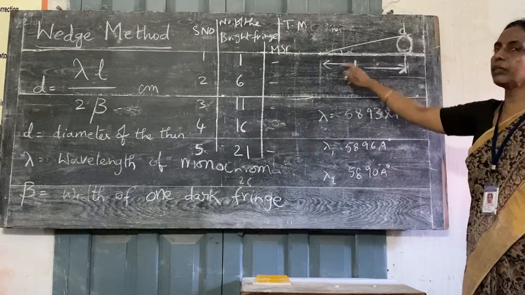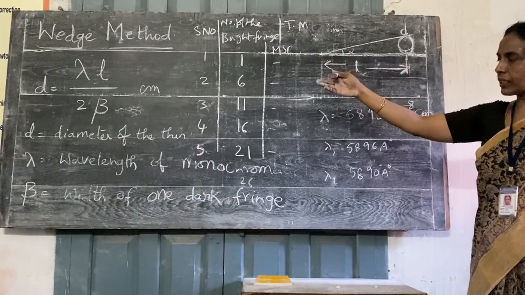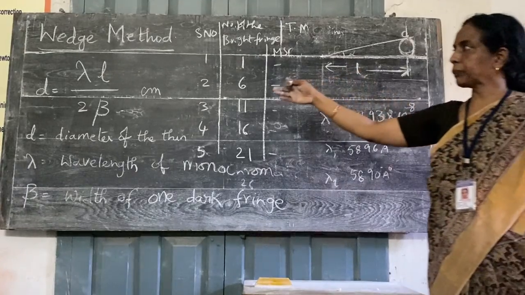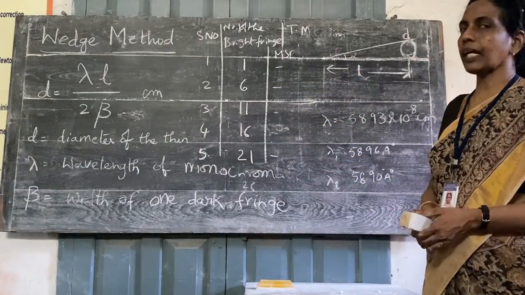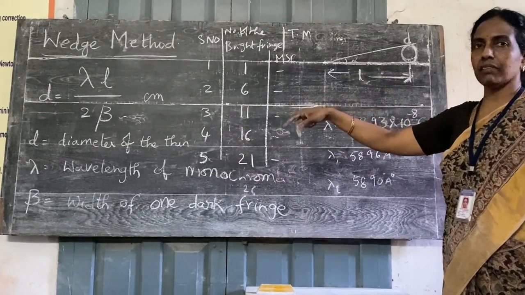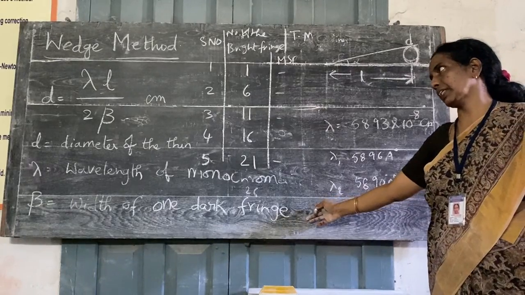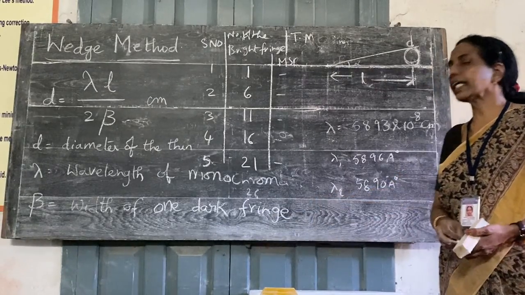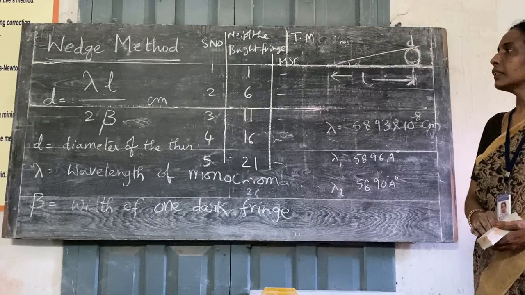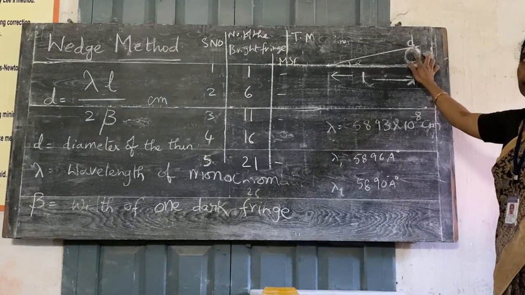Why? Because L will be taken on a centimeter scale, we will take lambda also in centimeters. So, by putting the values of the wavelength lambda, the measured L and beta, which will come from the table, the width of one dark fringe, we will get the diameter of the thin wire used for the wedge shape.